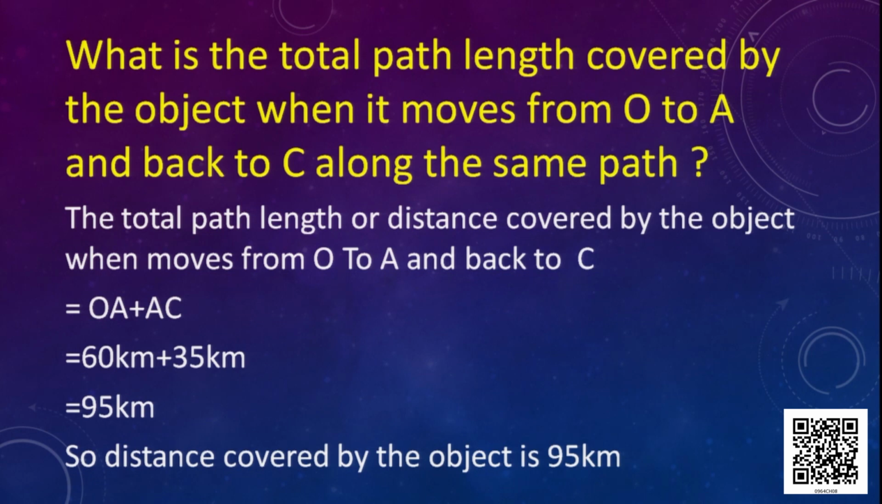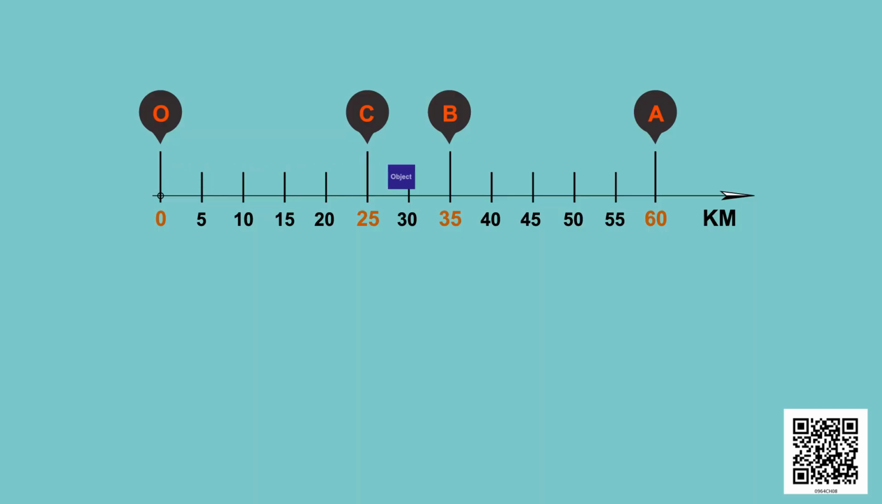Then from this picture, I want to ask you this particular question. What is the total path length covered by an object when it moves from O to A and back to C along the same path? Once again I am showing the picture. It directly goes to A from the reference point O, then it comes back to C in the same path. Now you see the question. What is the total path length covered by the object in this situation?